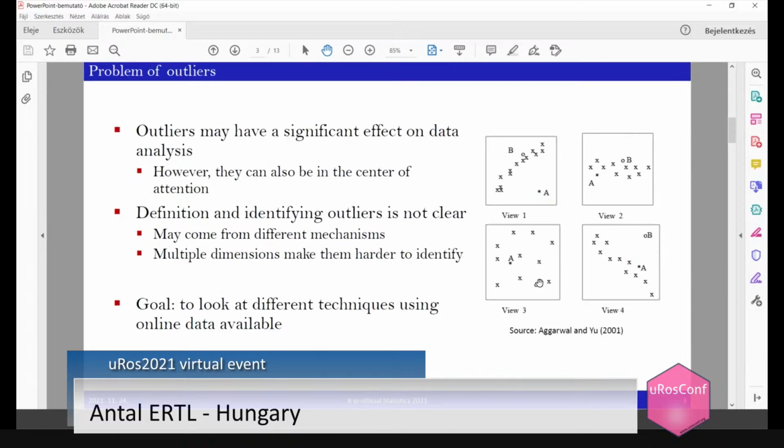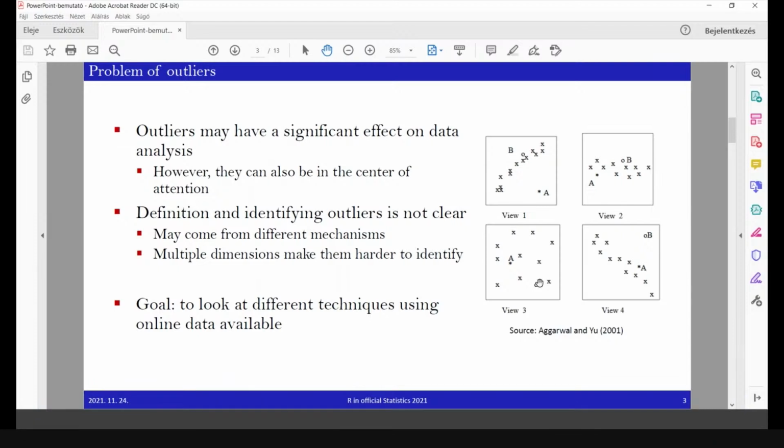So the basic problem of outliers, why do we want to get rid of those, is pretty easy, because they have a significant effect on our data analysis. If we are trying to fit a linear model, then it will distort it pretty heavily. However, there are cases when it can also be the center of attention. For example, in sports statistics, we want to highlight those observations which are different from the others, like sportsmen who outperform the other people.